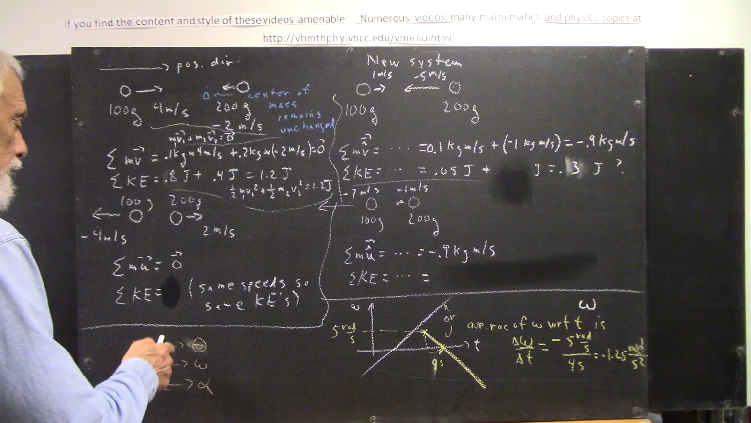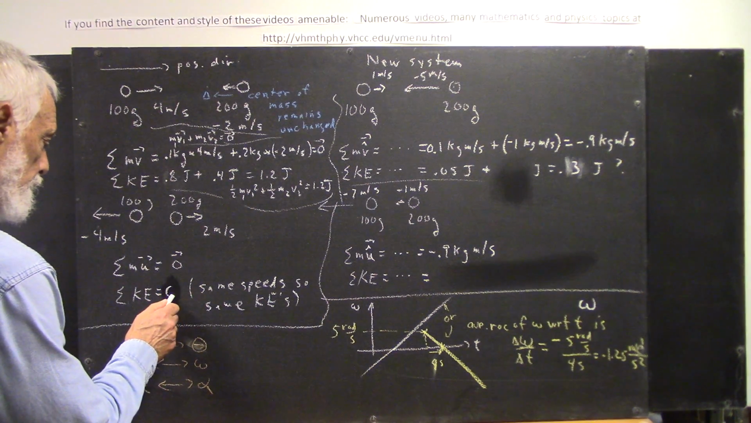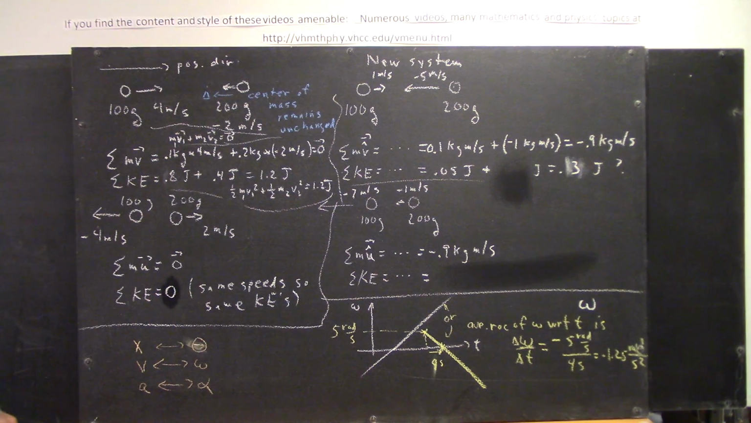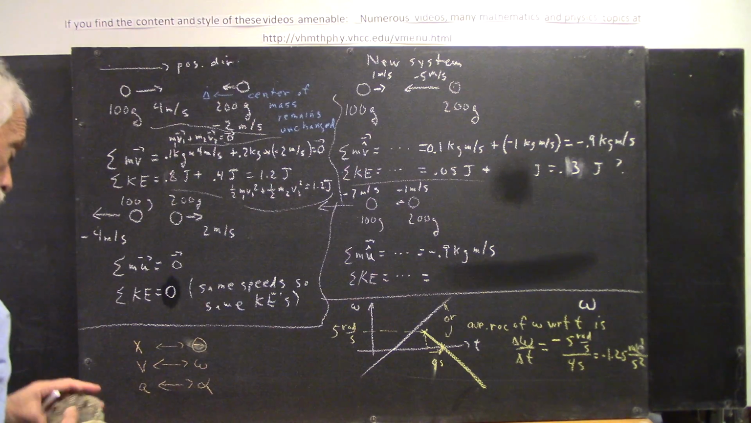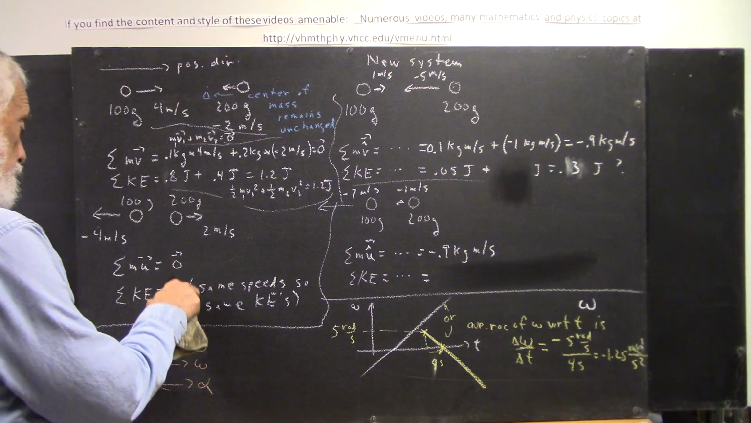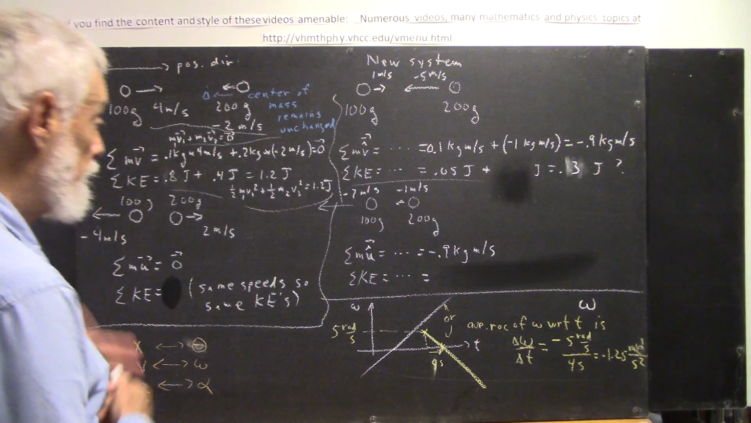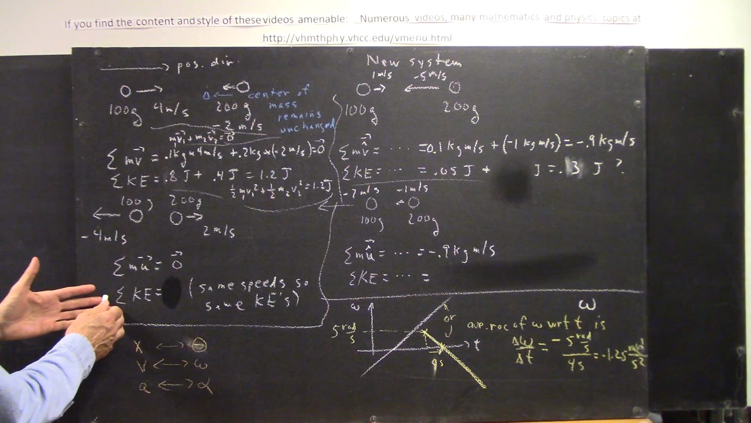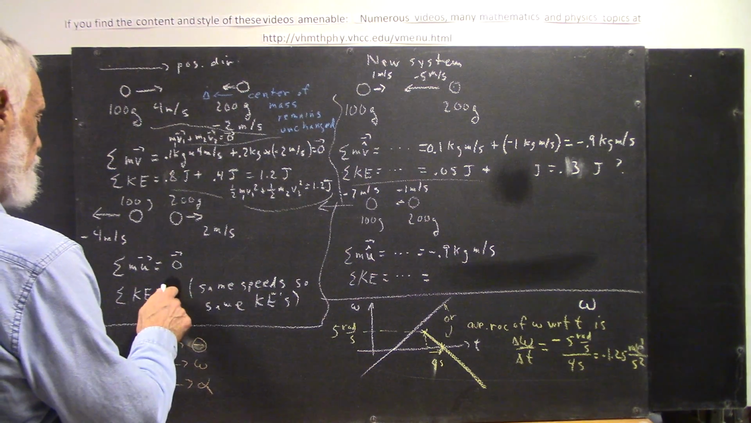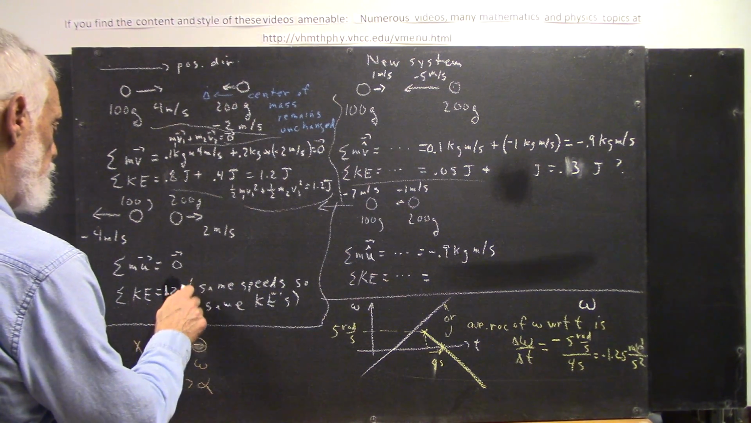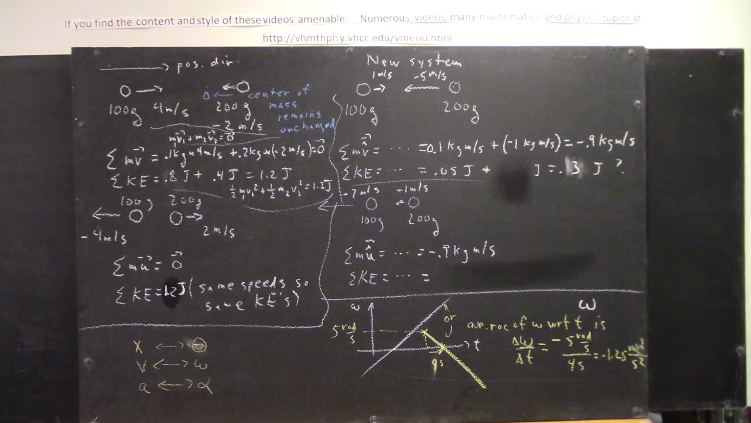Okay, now I had kinetic energy equals 0 because I was answering the question, what's the change in kinetic energy? And I just wrote 0 again because my brain doesn't seem to be connected to my hand. The change in kinetic energy is 0, but this is not the change in kinetic energy. This is the sum of kinetic energies, and it's still 1.2 joules. Same speeds, so the same kinetic energies.